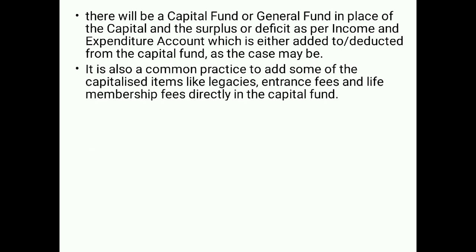It is also a common practice to add some capitalized items like legacies, entrance fees, and life membership fees directly to the capital fund. The question can tell you that an item is to be capitalized, and if the question says that this item will be capitalized, then definitely it will be on the liability side of the balance sheet.